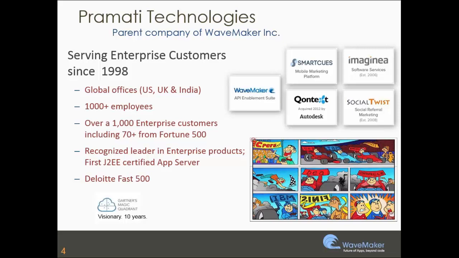Since then, Proxy has been innovating on multiple fronts. Some of the companies that Proxy has are listed here. We have a mobile marketing platform called SmartQs. Back in 2012, we sold a social collaboration platform to Autodesk. And then WaveMaker is also part of Proxy. Proxy has offices across the globe. We have about 1,000+ employees, and through our product suite, we get recognized every year by the analysts in various product categories.